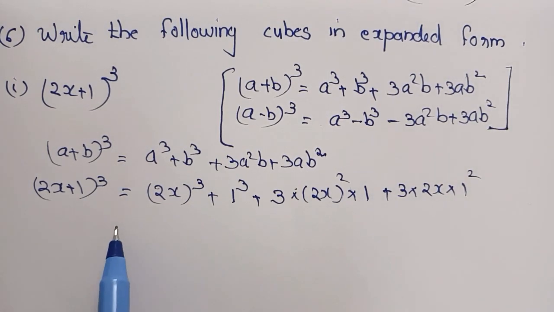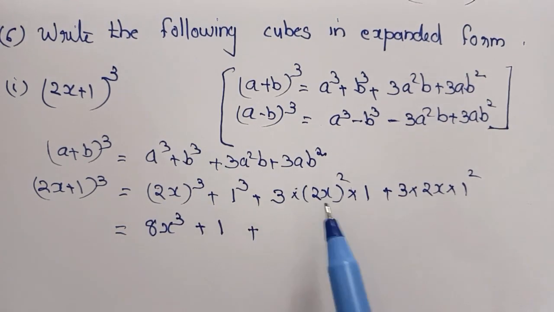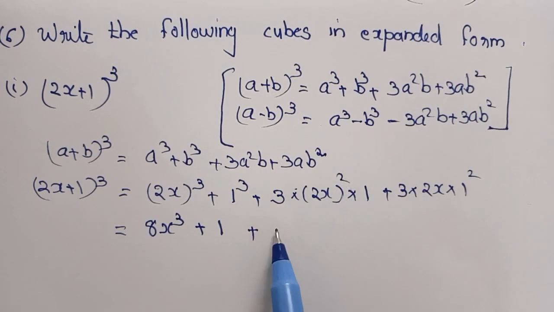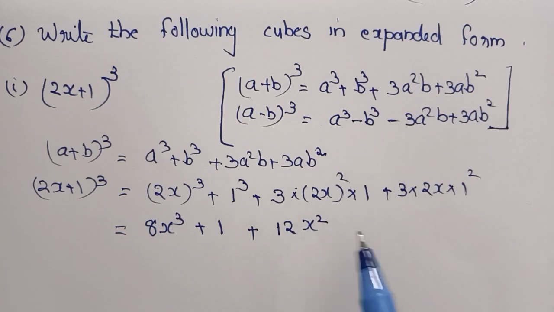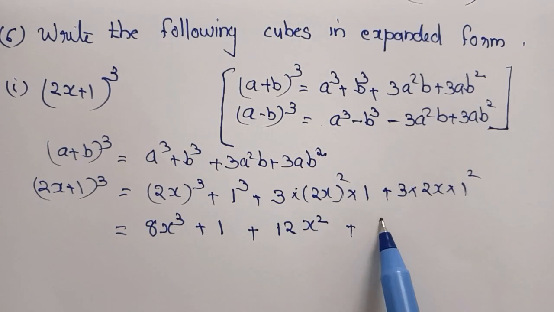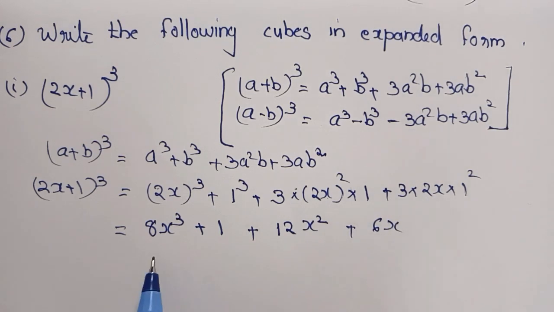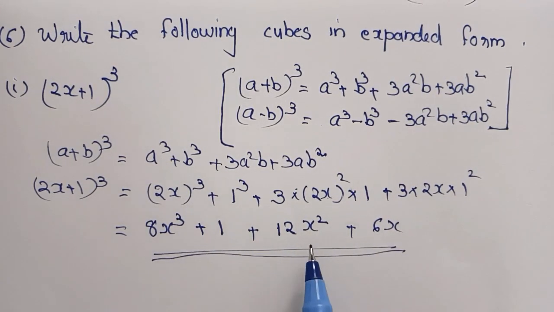Okay. That is equal to 2³, it is 8x³ plus 1³ equal to 1 plus here 2² is 4 into 3 is 12x², 12x² plus 3 into 2 is 6 into 1, that is 6x. This is the final answer: 8x³ + 1 + 12x² + 6x. Okay.